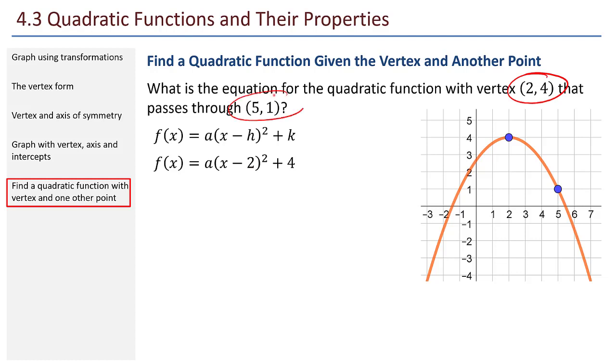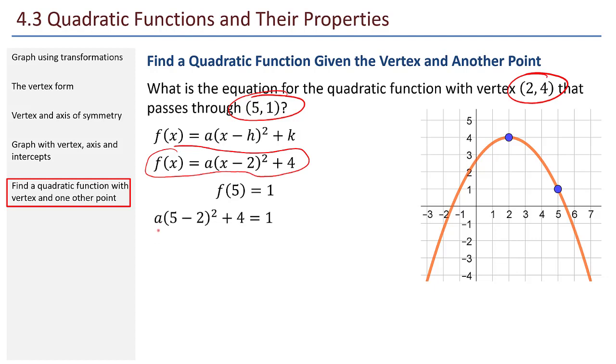Well, I need to use the fact that it passes through (5, 1). What that means is f of 5 equals 1. That's what it means for the point (5, 1) to lie on the graph. Well, let's take my f of x and just plug in 5. I'm replacing that x with 5. And so I get a times (5 minus 2) squared plus 4 equals 1.